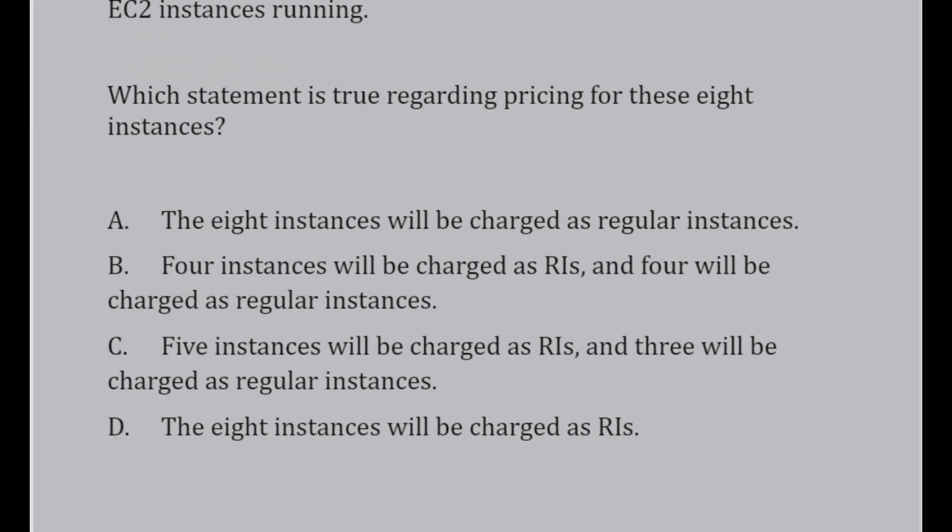Option A, the 8 instances will be charged as regular instances. Option B, 4 instances will be charged as RIs and 4 will be charged as regular instances. Option C, 5 instances will be charged as RIs and 3 will be charged as regular instances. Option D, the 8 instances will be charged as RIs. Correct answer is option B.